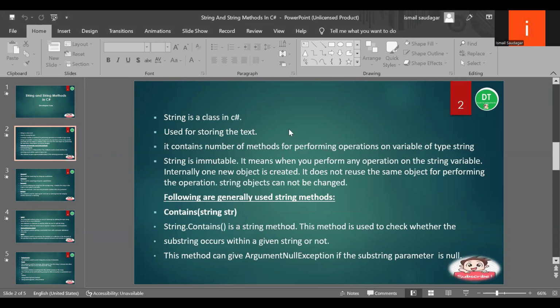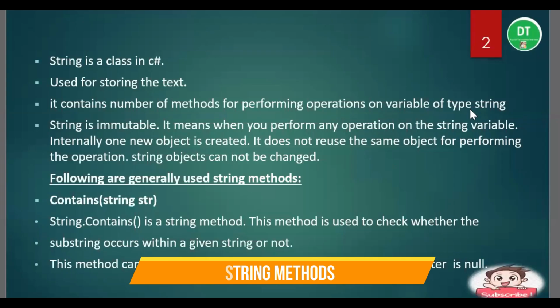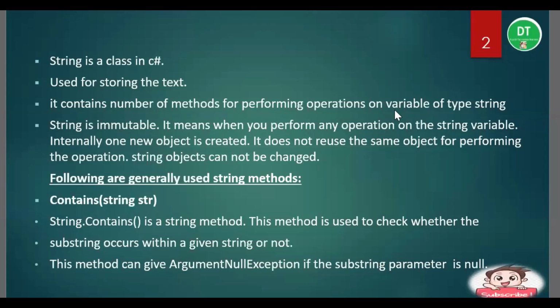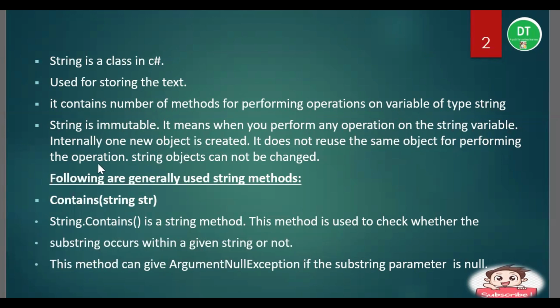A string is a class in C# used for storing text. It contains a number of methods for performing operations on variables of type string. A string is immutable. It means when you perform any operation on the string variable, internally one new object is created. It does not reuse the same object for performing the operation. The string objects cannot be changed. Following are generally used string methods.